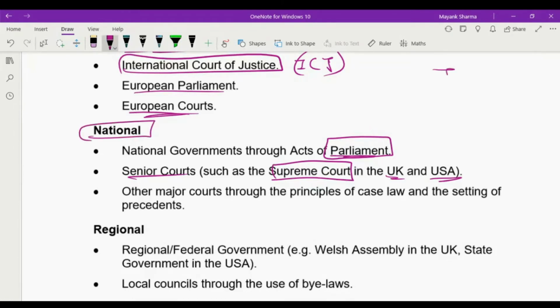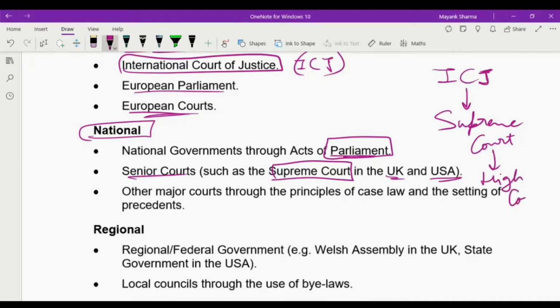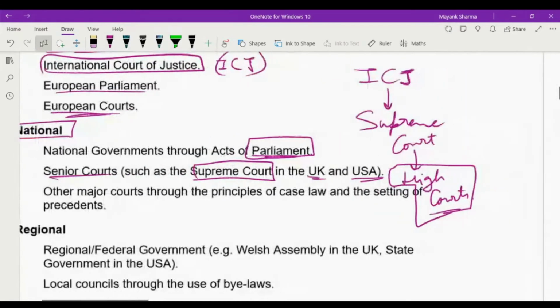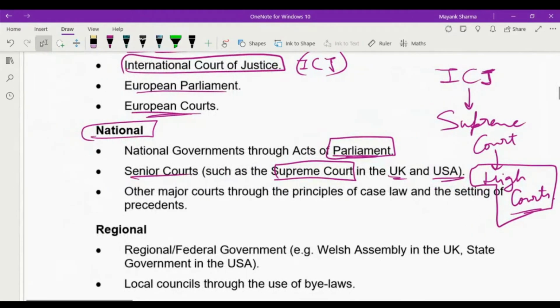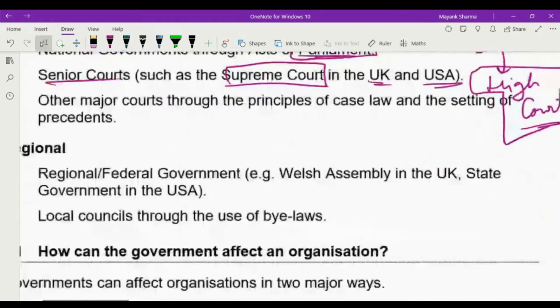So in the Indian context, you can say that the ICJ is supranational, then the Supreme Court is national, then the high courts in your respective states are part of your regional courts. Also, you have your district courts, which will also fall under regional.